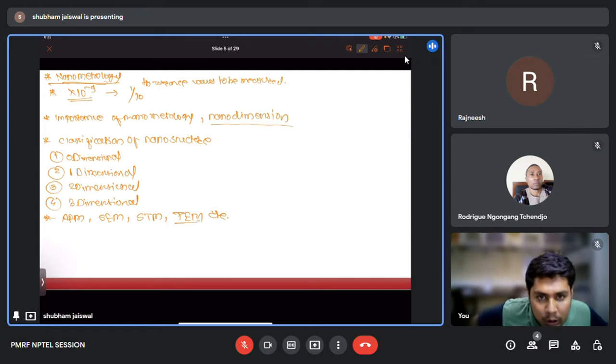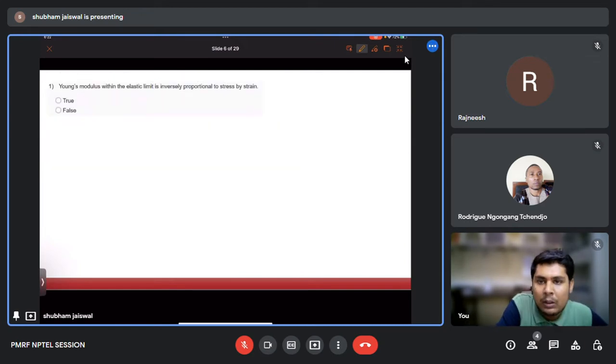So now moving towards solving problems. The first question is: the Young modulus within the elastic limit is inversely proportional to the stress by strain. Is it true or false?